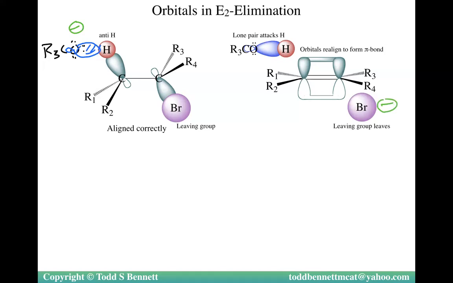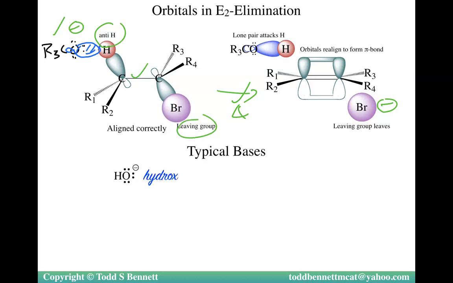Okay, take home message again. Three things you have to make note of when you see it, and just know it's going to be elimination by an E2 mechanism. Strong, bulky base, check. Heat, check, now that I've written it in. And then anti-H to the leaving group, check. If you have those three things, you're going to get an E2 elimination.